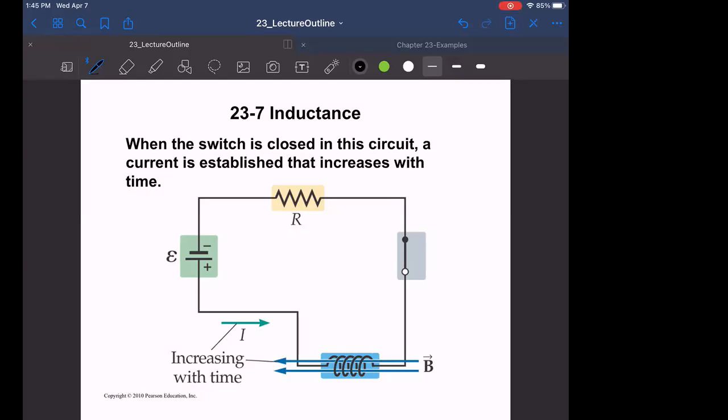So capacitors act like shorts at first and then their resistance goes up. These guys act like big resistors at first, and then their resistance goes down and their current goes up. So like I said, they do the opposite of capacitors.